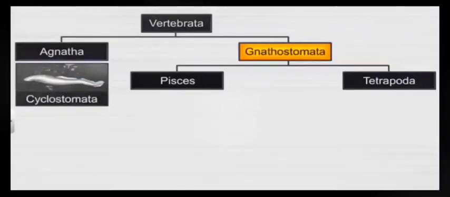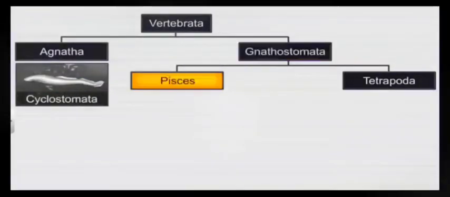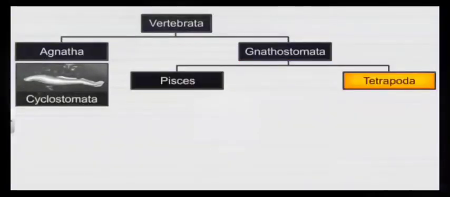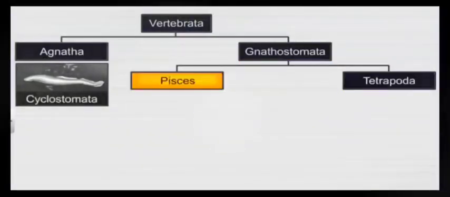Then comes the Gnathostomata. Gnathostomata are further divided into Pisces and Tetrapoda. The details of this we'll study in the next lecture.